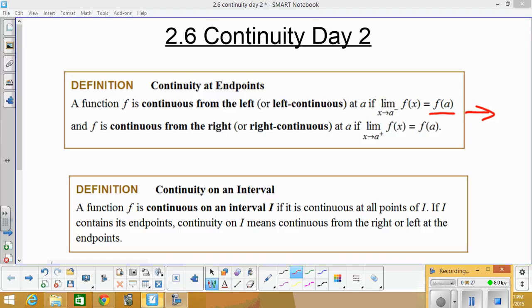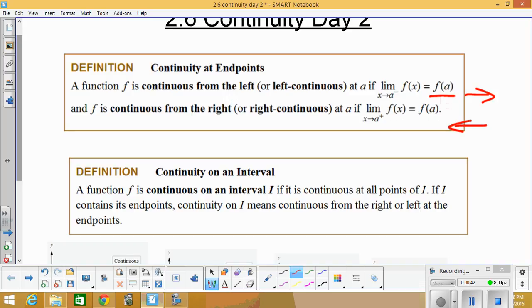F is continuous from the right, or right continuous, meaning as we're approaching the endpoint from the right, there's an actual endpoint included, and it's f of a. This also means we can have continuity on an interval. A function is continuous on an interval I if it is continuous at all points of that interval. If the interval contains its endpoints, it means it's continuous from the right or the left at the endpoints.